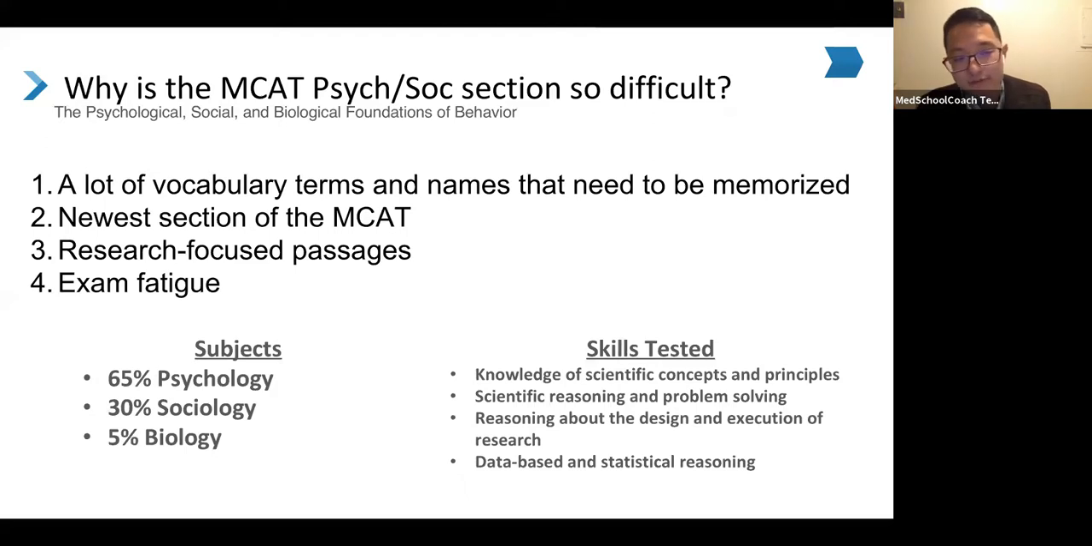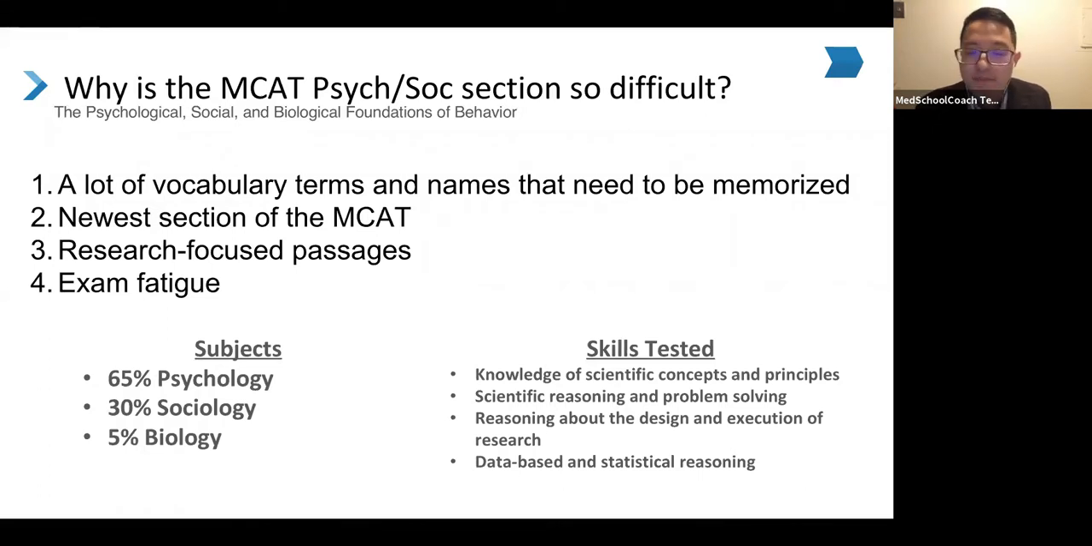But one of the challenging aspects of memorizing all these terms and names is that at this point, we don't actually fully know all of the terms and names that the MCAT actually wants students to know. And the reason why is because the psych-soc section is the newest section of the exam. And the way that we find out what students should know for the psych-soc section is from the information that the AAMC provides us. And this is generally in the form of practice questions from previous MCAT exams.